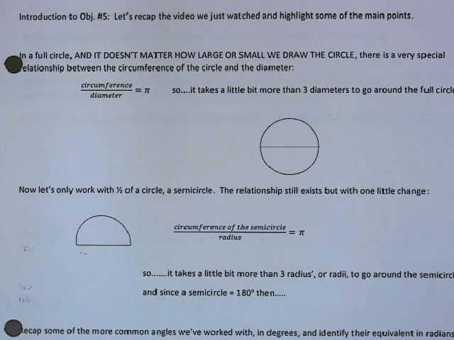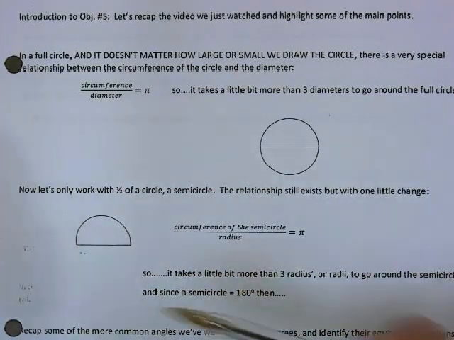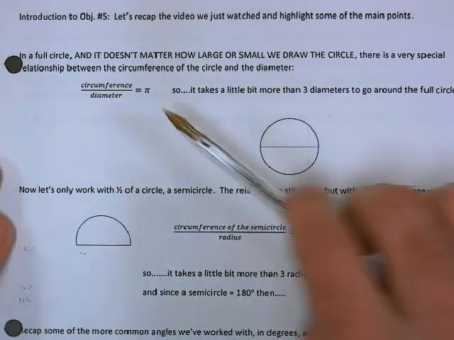All right, here we got an intro to Objective 5 for Unit 8. Like it says here, we want to recap the video we just watched and highlight some of the main points. Okay, so hopefully you watched the video with the AP Stats guy explaining radians because I think he makes it pretty clear. And like he says here, first of all, where does pi come from?